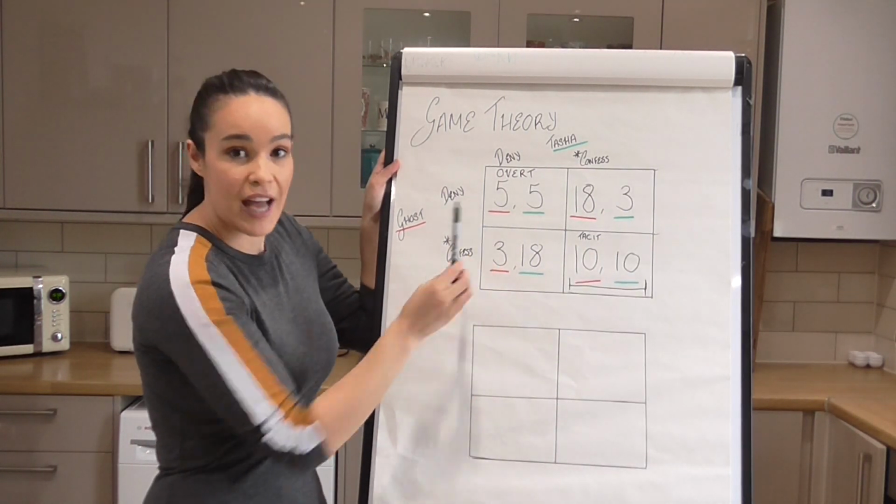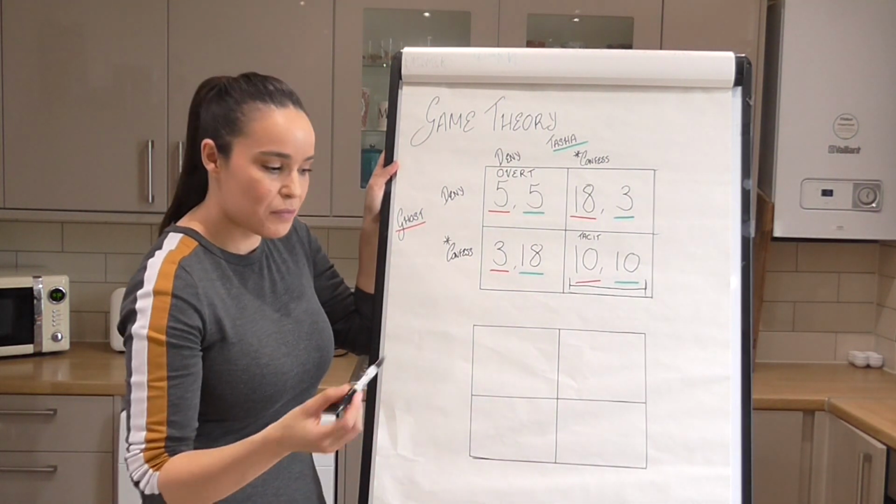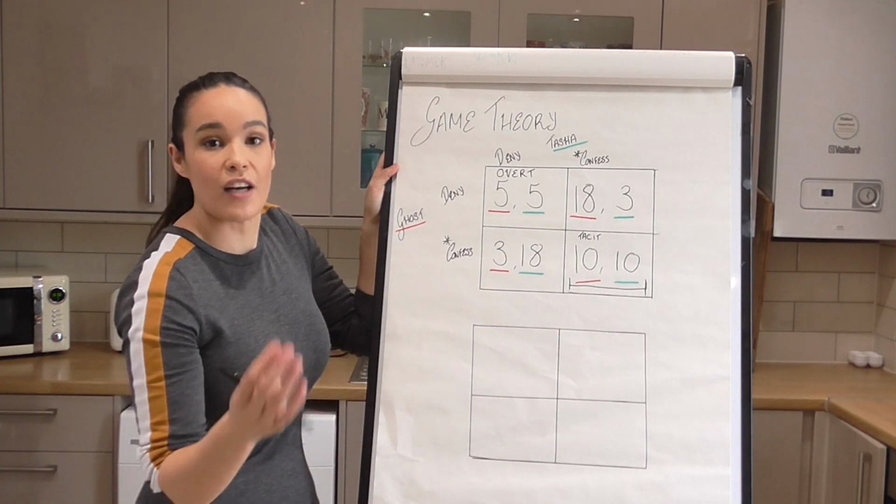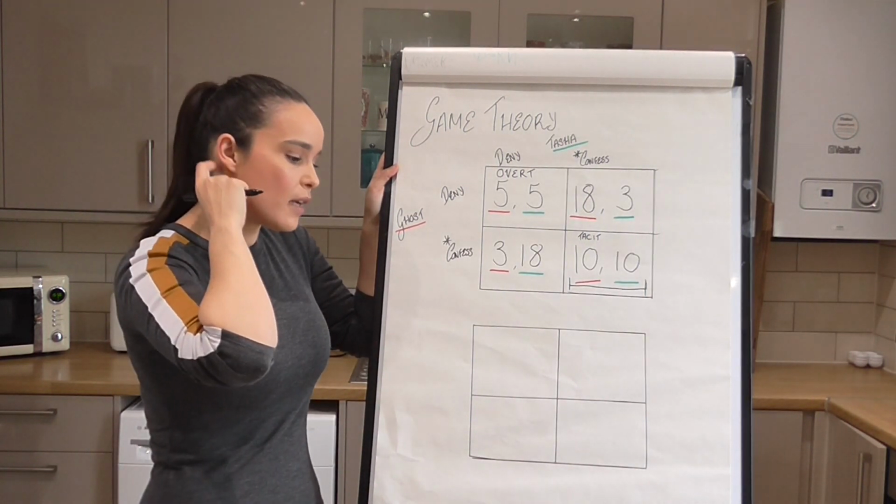So overt collusion happens, right? We'll have a look at that a little bit later on when we look at cartels and price fixing.